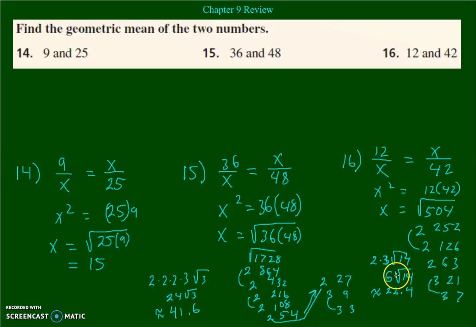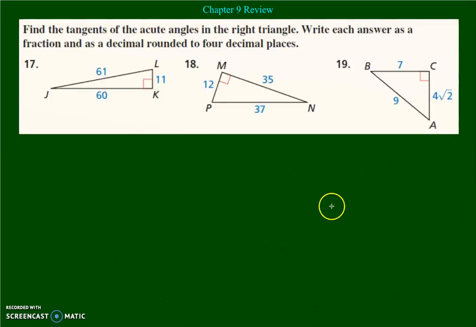All right, let's move on to problem 17. These problems are asking us to find the tangents of the acute angles in the right triangles. Write the answer as a fraction and a decimal rounded to 4 places. Before we get into this, I want to recap real quick the idea behind sine, cos, and tan and the limerick that we used in class to solve these problems.